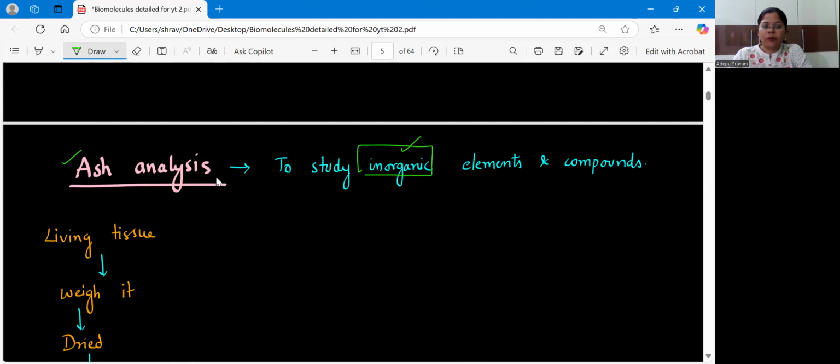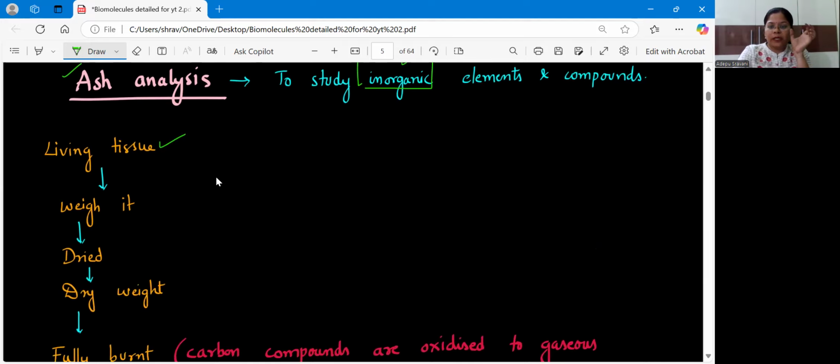For this, you have to take a living tissue again. You can take a vegetable piece or a leaf if it is plant-based, or if it is animal, you take a piece of liver or any other organ. Now, this tissue has to be weighed. Once you weigh it, we get the wet weight of this tissue.